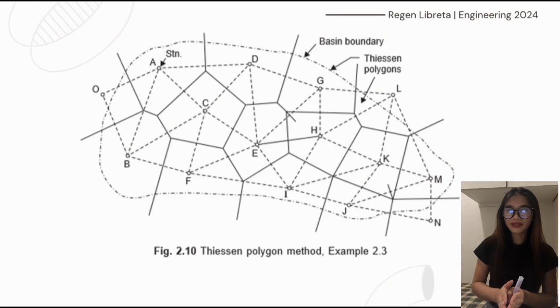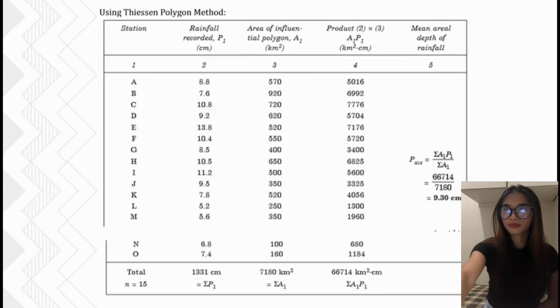So we have here the example of the Thiessen polygon method. It says that the stations are plotted on the base map and are connected by straight lines. As you can see in the figure, perpendicular bisectors are drawn to the straight lines joining adjacent stations to form polygons, and each polygon is assumed to be influenced by the rain gauge station inside of it. So we have this example.